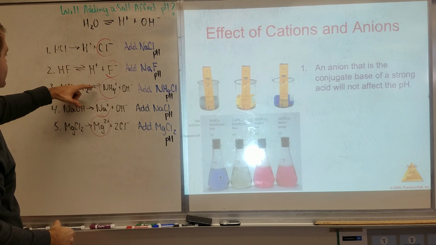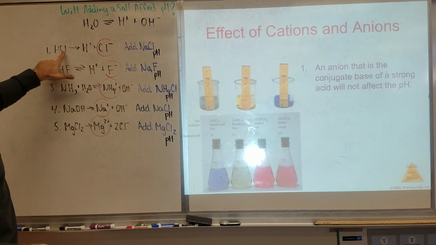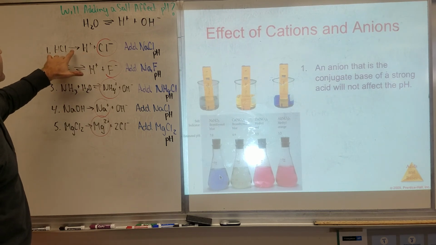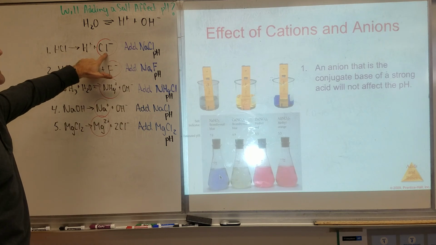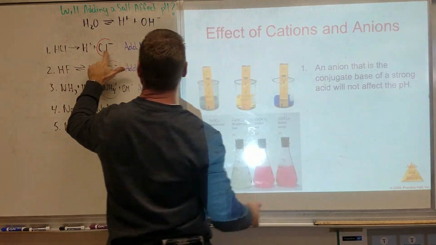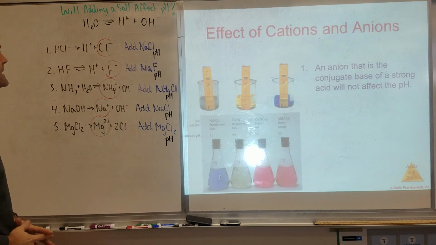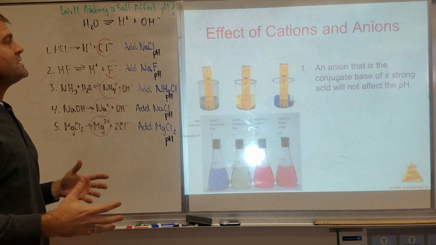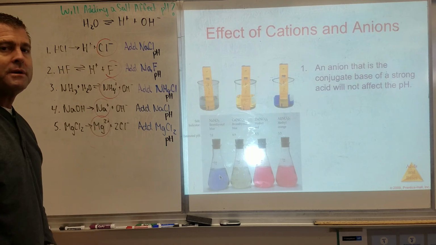A lot of these other ones have reversible reactions. So for example, it's showing it would dissociate into H plus ions and chloride ions. So that's what this is. This is the anion, or the conjugate base of a strong acid. So the question is, would that affect the pH if you added chloride ions?